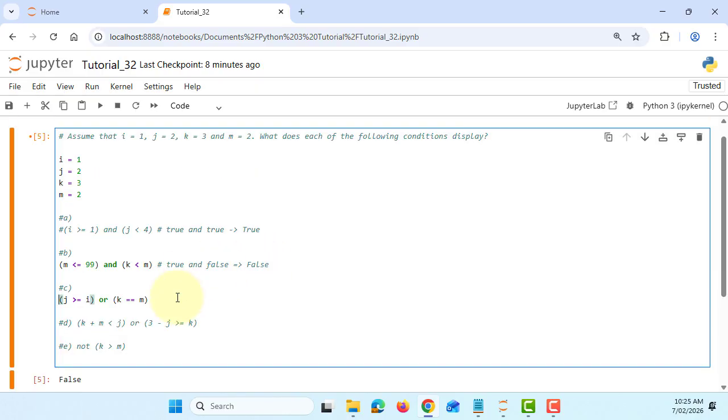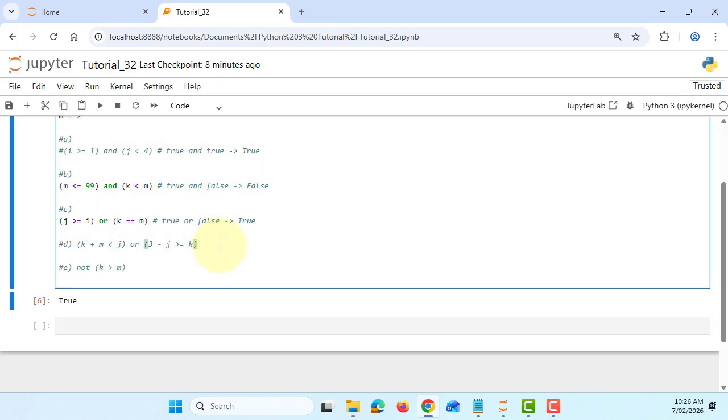Let's look at the C, okay. Look at j, which is 2 greater than or equal to 1. That is true. Or k, okay, 3 equal to 2. Okay, that's equal. That is not true. False. But if you look at the OR, okay, one of them is true, then it becomes true. Okay, that's a true.